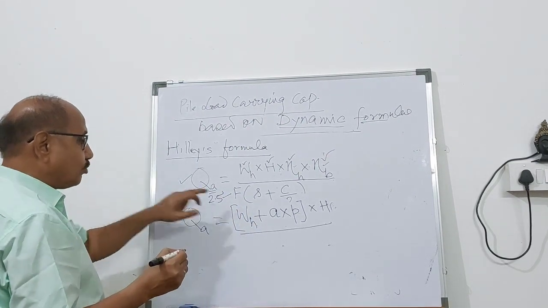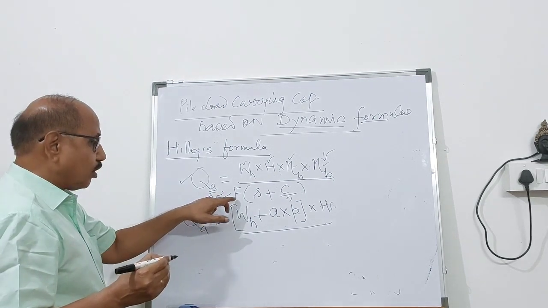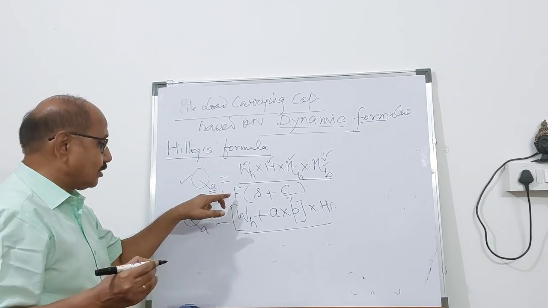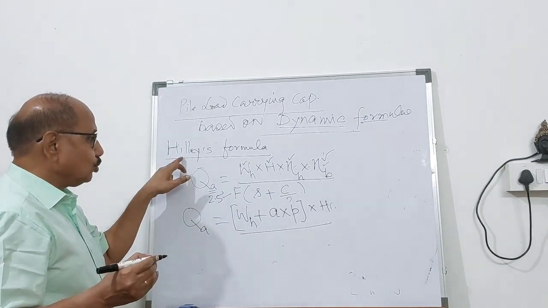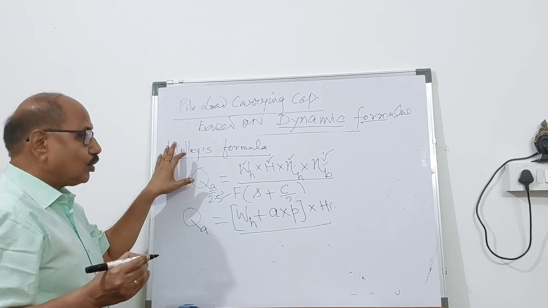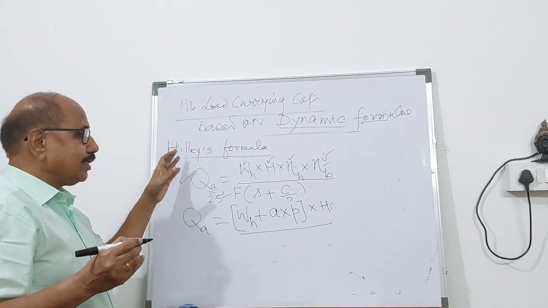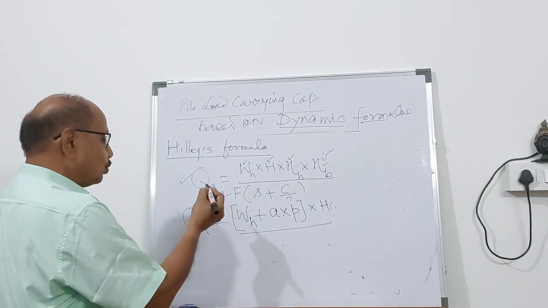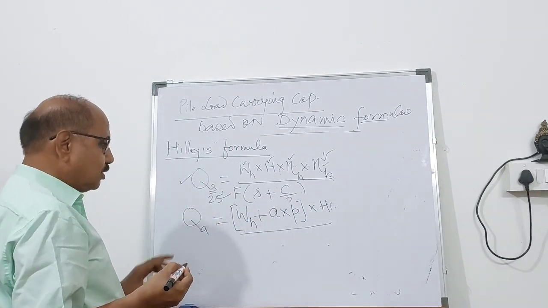So in Hilley's formula, the factor of safety is going to be quite less. In engineering news formula, the factor of safety was 6, which is 2 to 2.5 if you are going to use Hilley's formula. So this is more reliable, and therefore in IS code it has been prominently quoted, and you should use it. So I have completely explained how to use Hilley's formula.